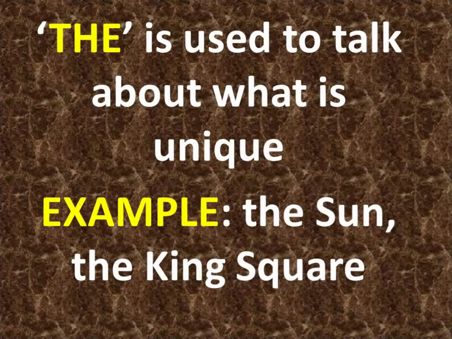The is also used to talk about what is unique. In other words, what is one of its kind. Example, the sun. It's just one sun all over the universe. The king, the square. These are unique things. So when you talk about things that are one of their kind, you normally use THE in front of them.